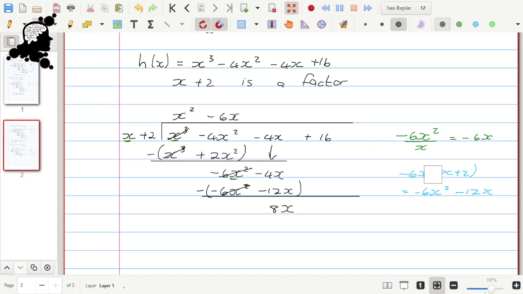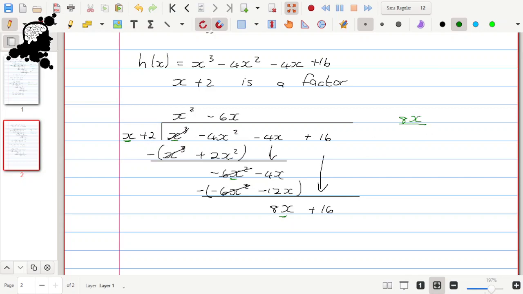Wonderful. We repeat the process. So this time around, before we repeat the process, let's just bring down the positive 16. So there's positive 16. Now we say, okay, we take the 8x, there's the 8x, divided by our factor's first term, which is x. So 8x divided by x, that's just going to give you 8. What we do is we put the 8 above our division sign. The next step is we take the 8 and multiply it with our factor. And this is going to give us 8x plus 16.